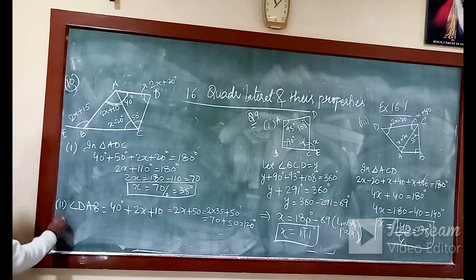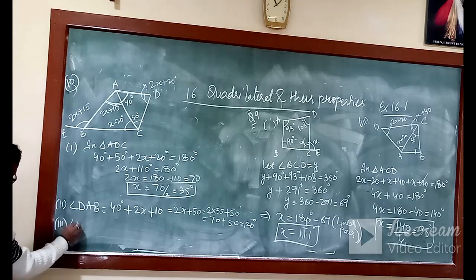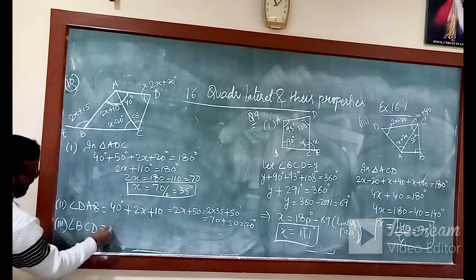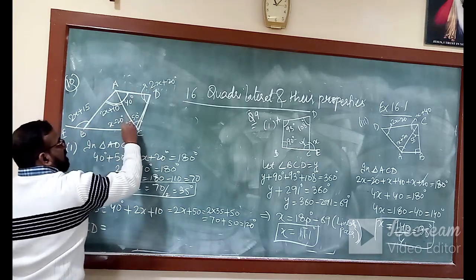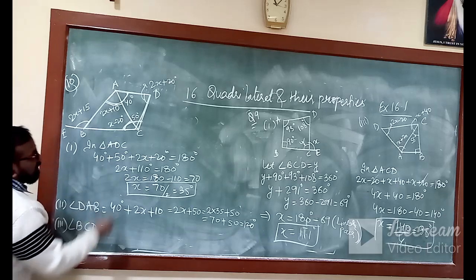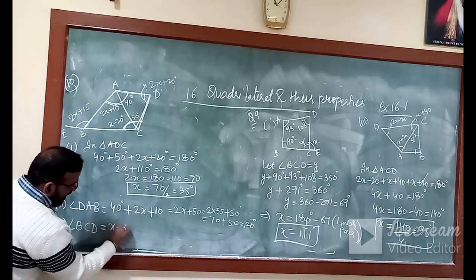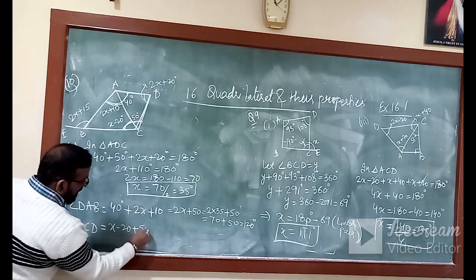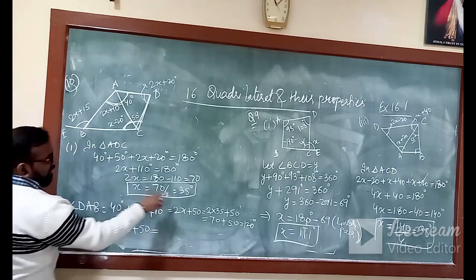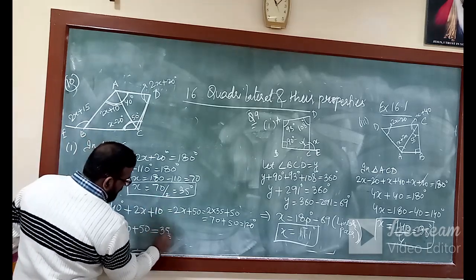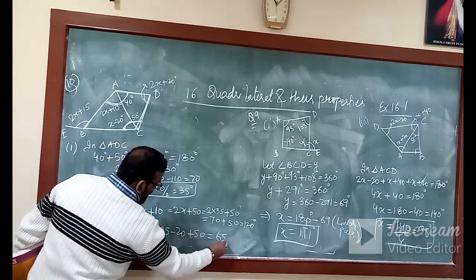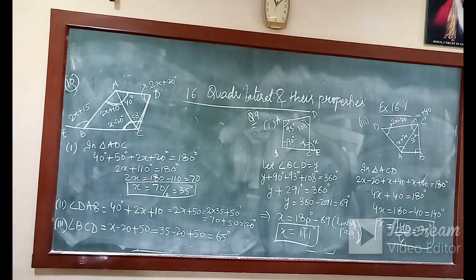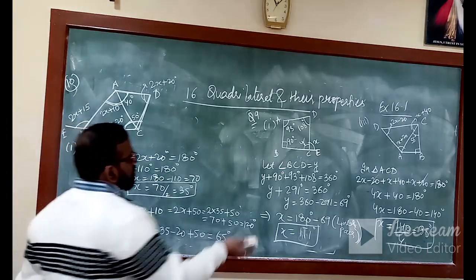Then in the third part, angle BCD. So again BCD is this angle. See this. So we can write like this: x minus 20 plus 50. So what is x? x is 35. 35 minus 20 plus 50, that is 65 degree.